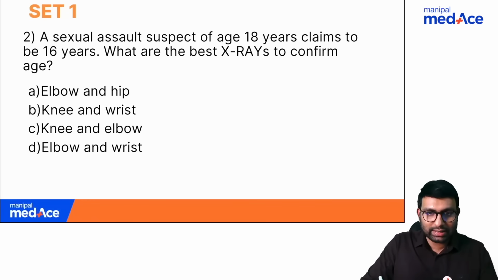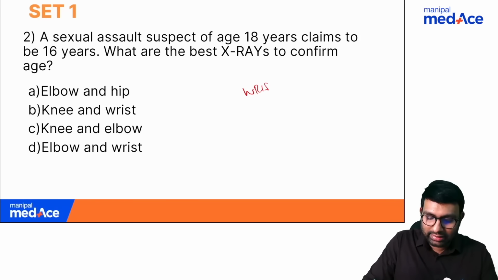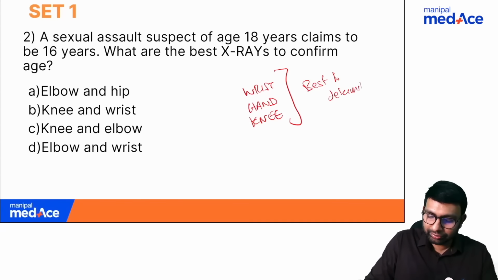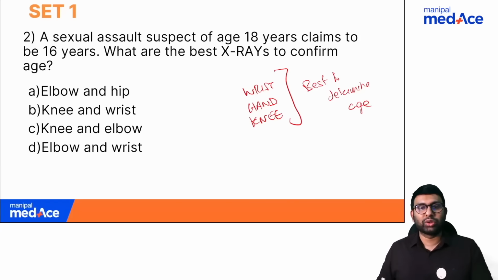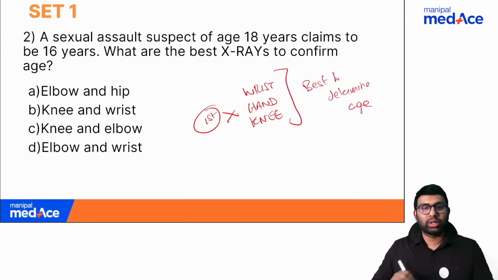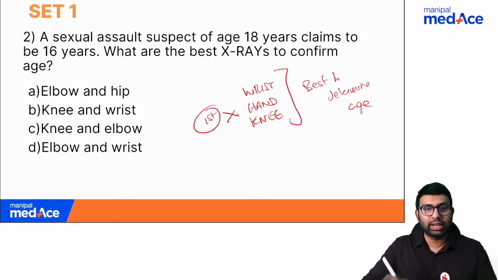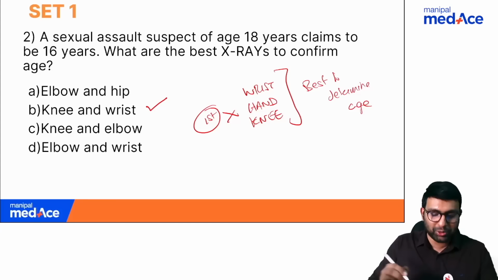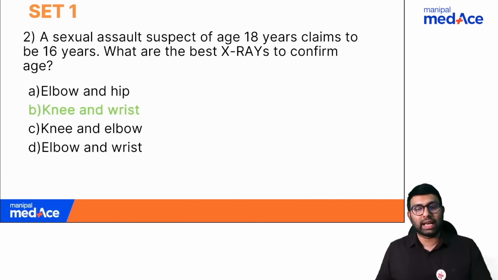Again, we've discussed the fact that wrist, hand and knee X-rays are the best to determine age. So here hand is not given. Hand is usually the first one that we do, but hand is not given. The rest are given. Wrist and knee is given. So option B, wrist and knee becomes the answer here. So the second question answer is knee and wrist, best X-rays to confirm age.